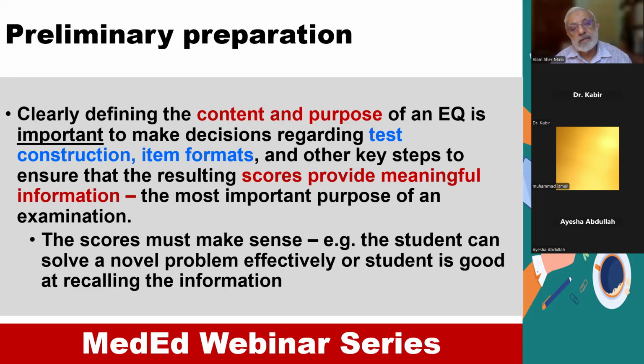Let's say if a student is scoring well in an MEQ, that might tell us that this student has the ability to solve a problem and make important decisions. So scores should be used to identify the students' strengths and weaknesses so that we can give appropriate feedback. So the marks are more than just pass or fail information; they should provide us deeper information about the student.